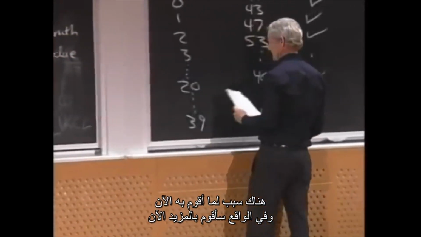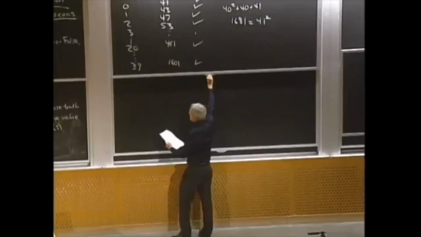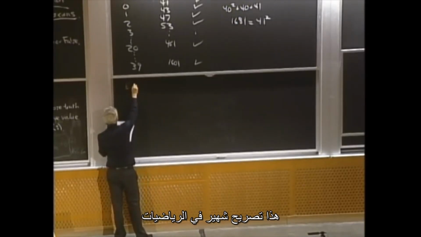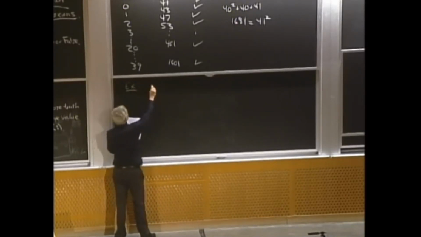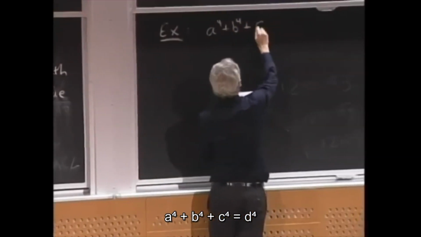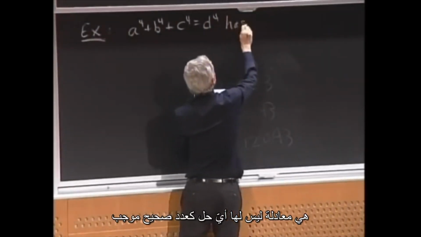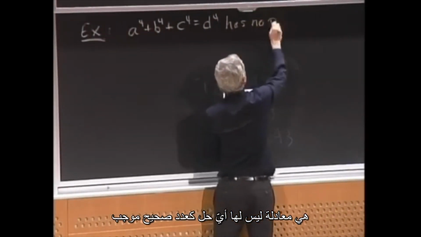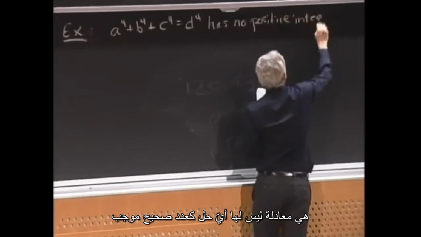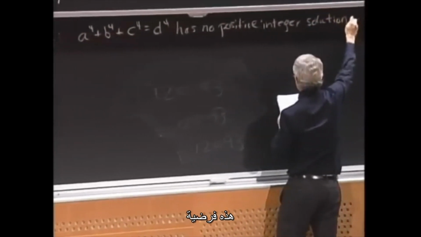There's a reason I'm doing this. In fact, I'm going to do it some more here. I'm going to beat you over the head with it. Here's a famous statement in mathematics. A to the fourth plus b to the fourth plus c to the fourth equals d to the fourth has no positive integer solutions. That is a proposition.